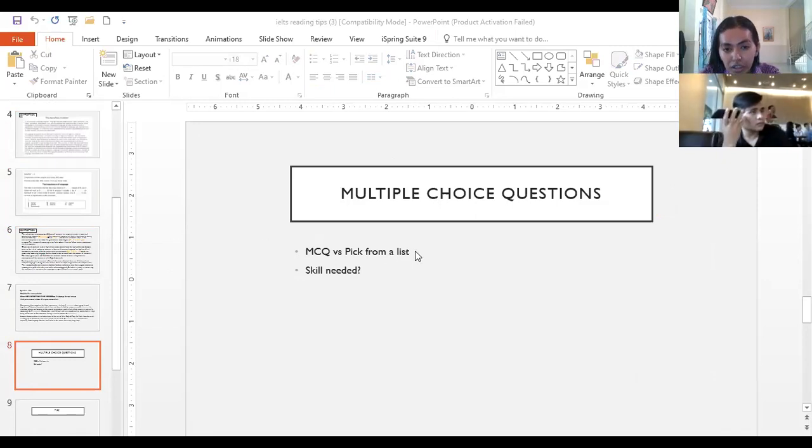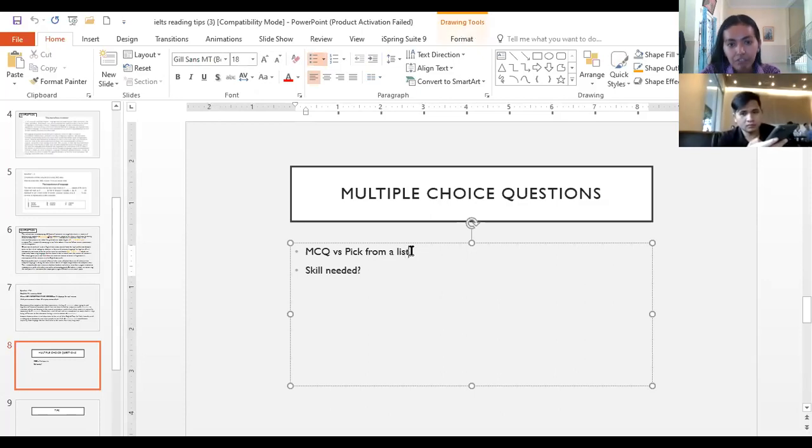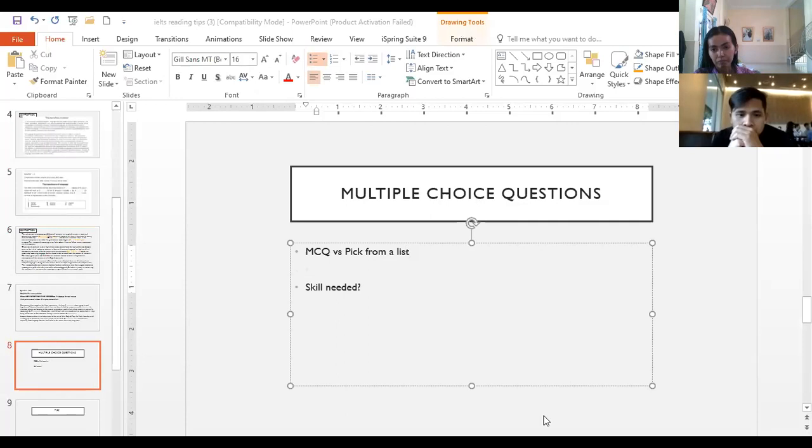So first things first, what might be the difference between the MCQ and the pick from the list questions? We know they are all picking from the list, like they give us choices, but what's the difference between both of them? You can see my screen, right? Yes. Okay. So what is the difference between MCQ and picking from the list? We know both kinds of questions give us choices. But they are different in terms of what?